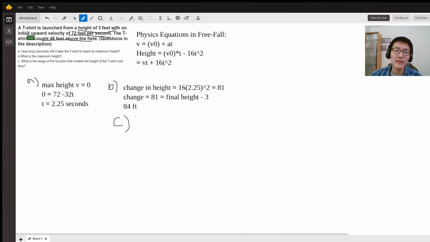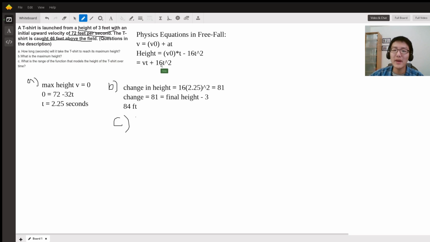Hello. All right, we will answer this question here. A t-shirt is launched from an initial height of 3 feet, and its initial upward velocity is 72 feet per second. The t-shirt will be caught at 46 feet above the field. How long would it take for the t-shirt to reach its maximum height?